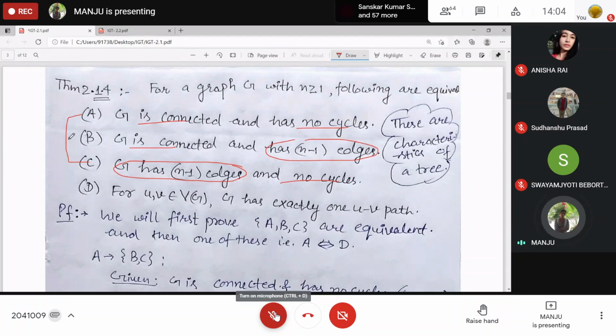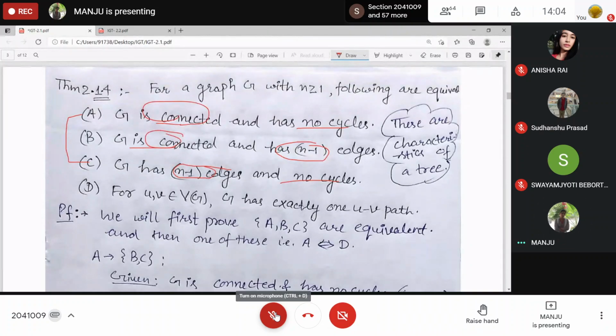And then we took B, and B implies A and C, right? So in B, it is given that G is connected and has n minus 1 edges. That is, this one is given, so this one is proved, it has n minus 1 edges, this one done, right? So first half of A is done and first half of C is done.